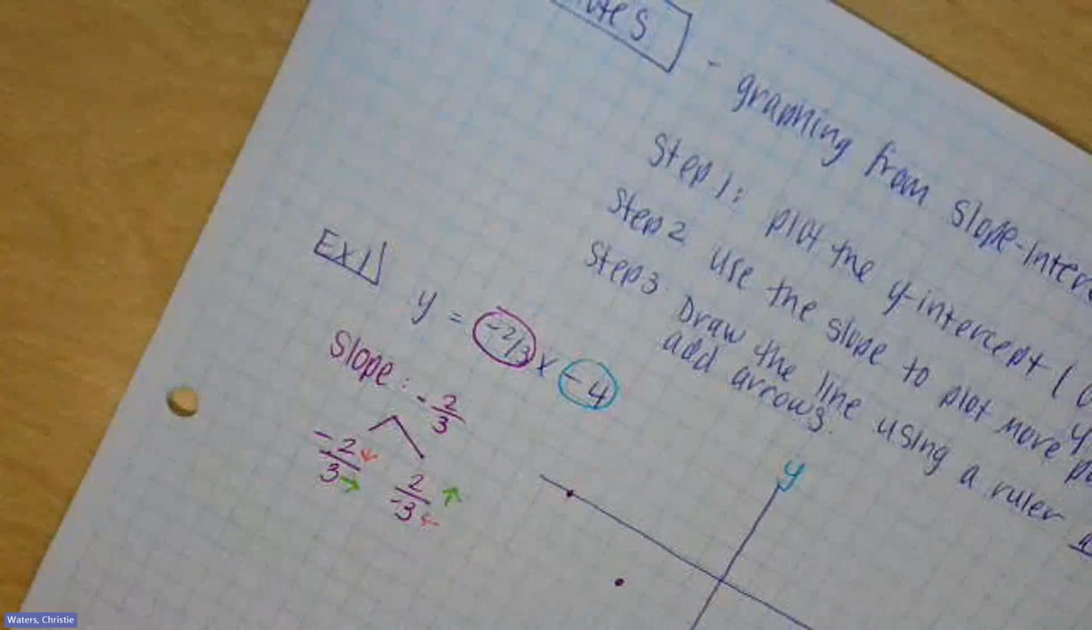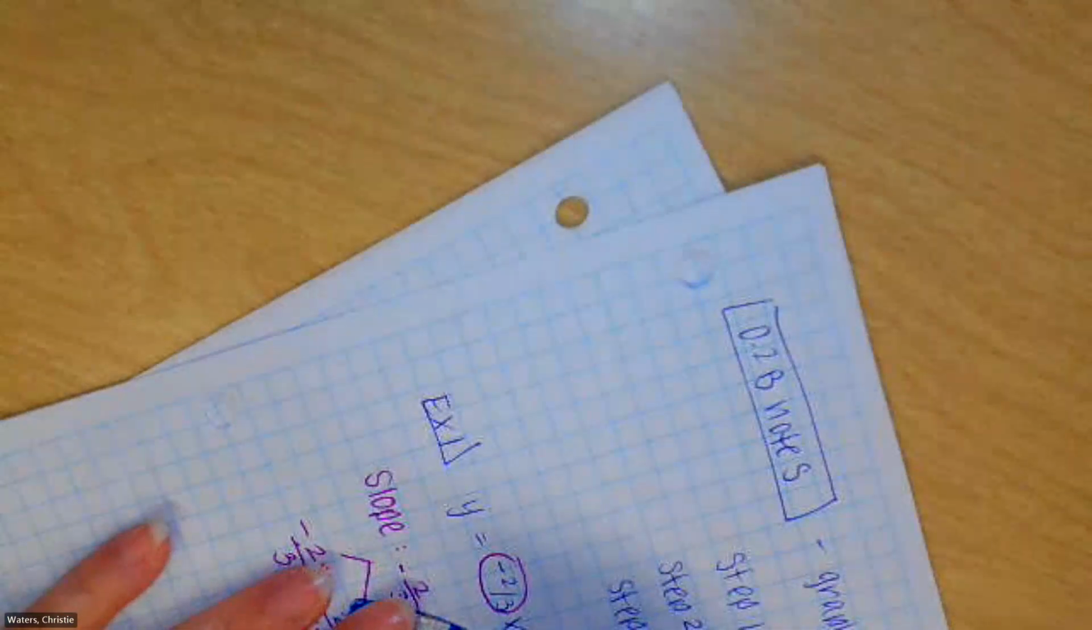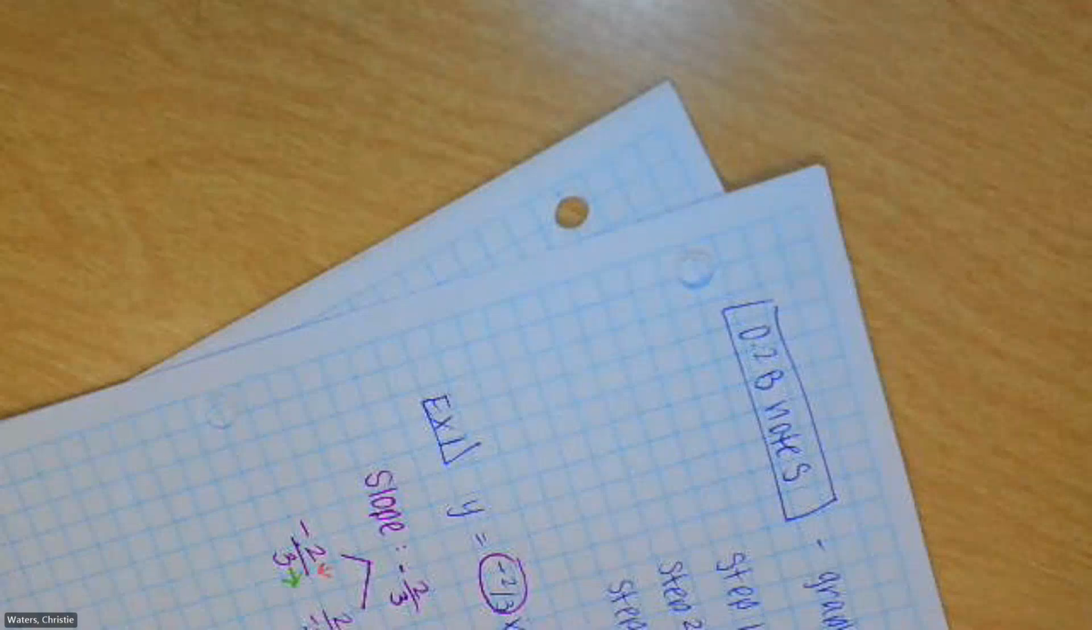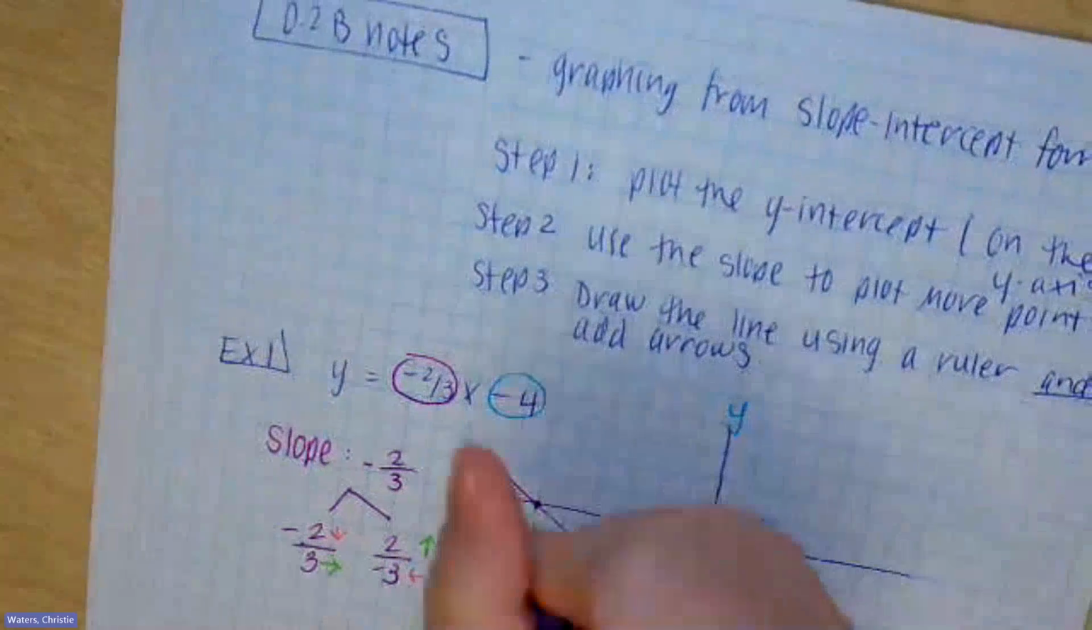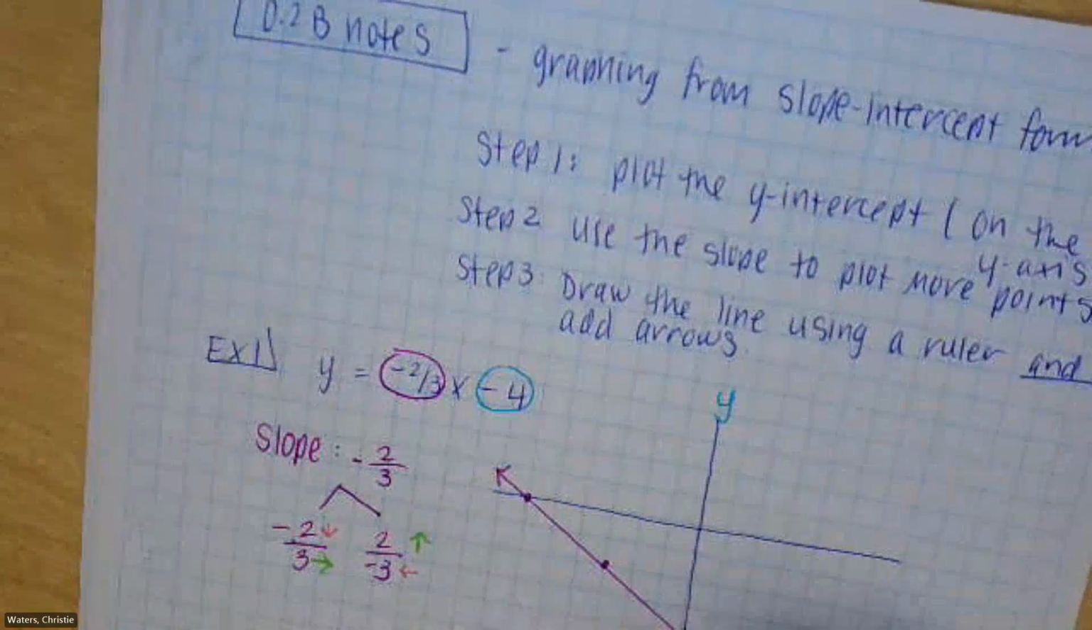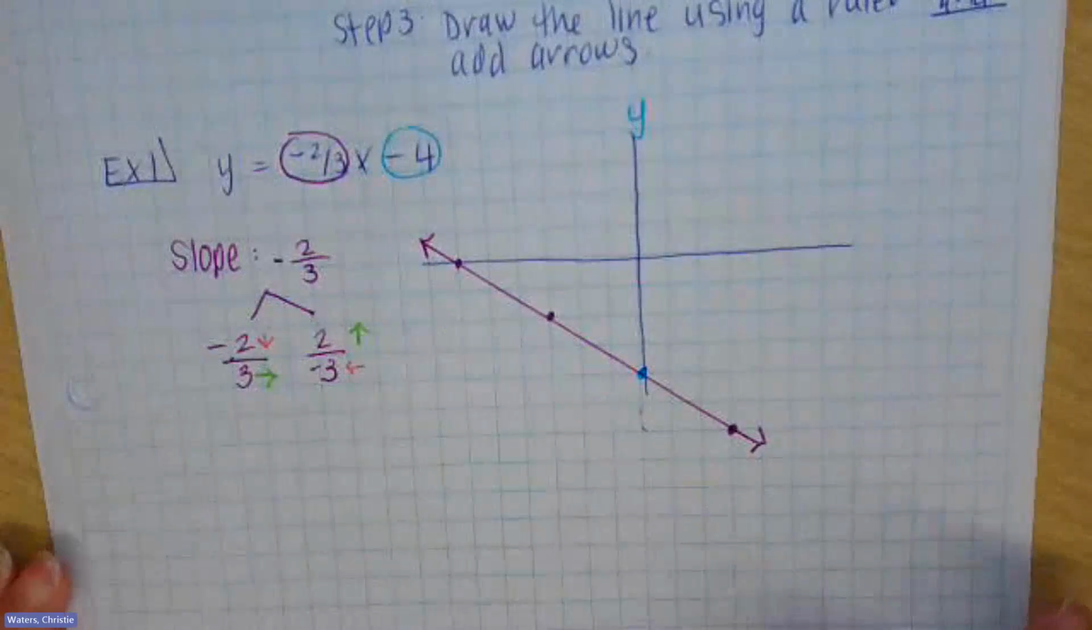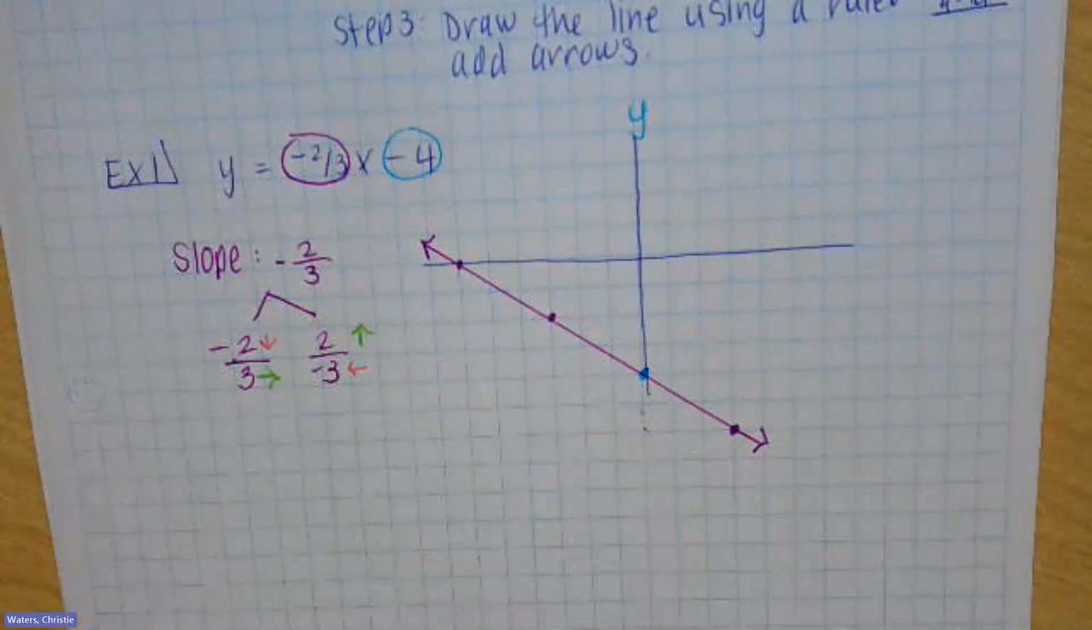So I'm going to go ahead and draw my line now. I'm using a ruler. And then I need to put arrows at the ends of my line. And there we are, we're all done. All right, let's go ahead and try another one.